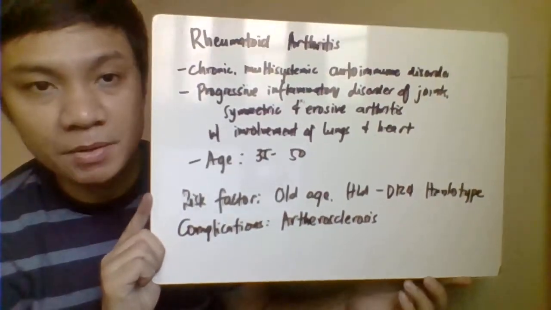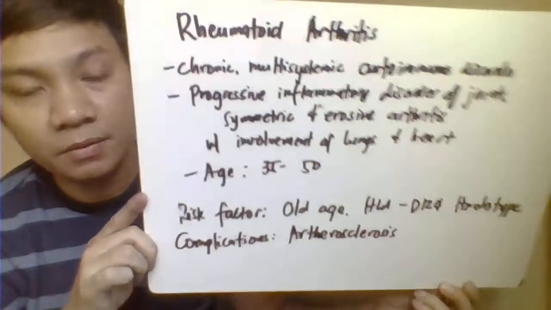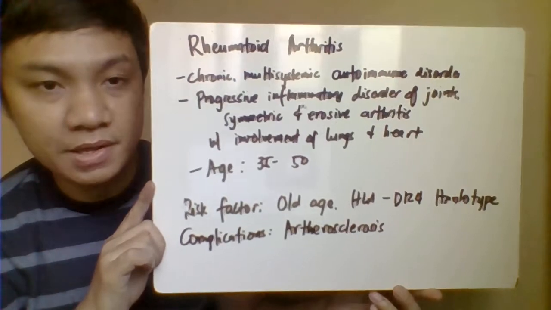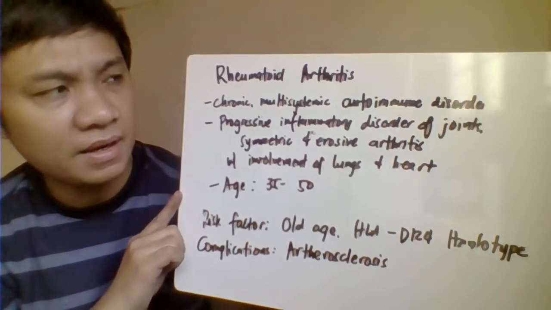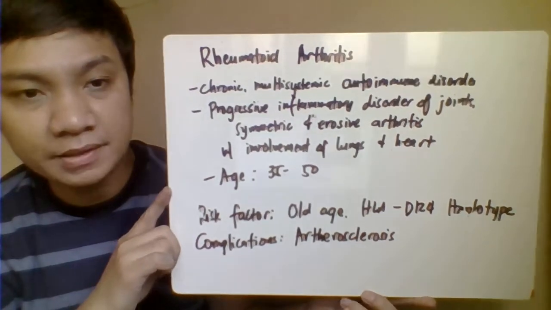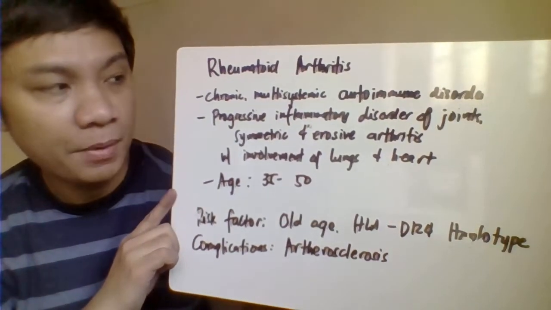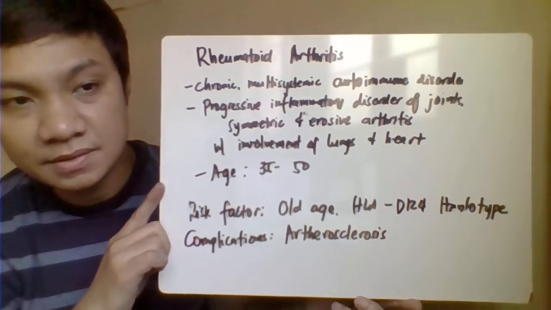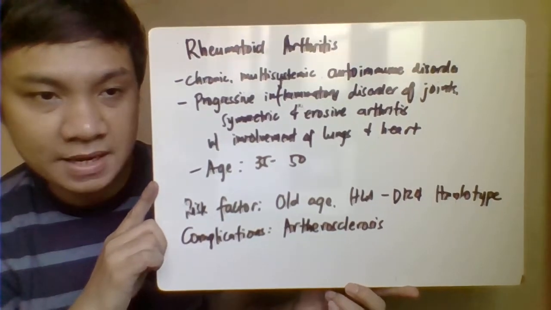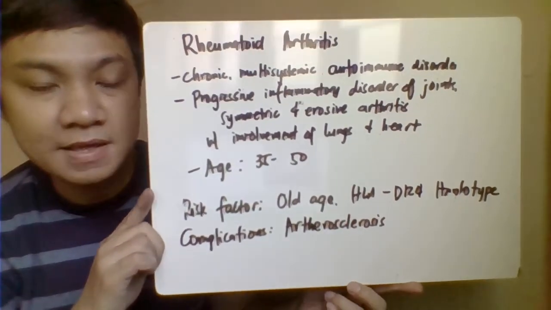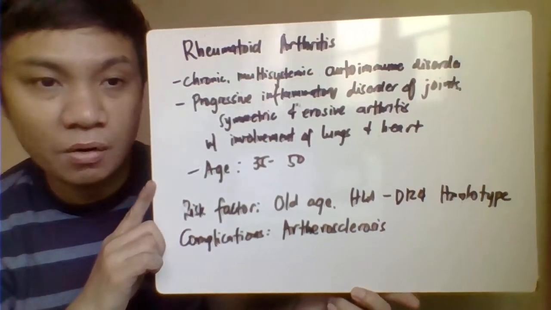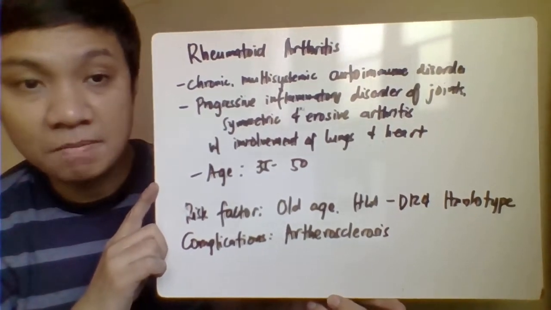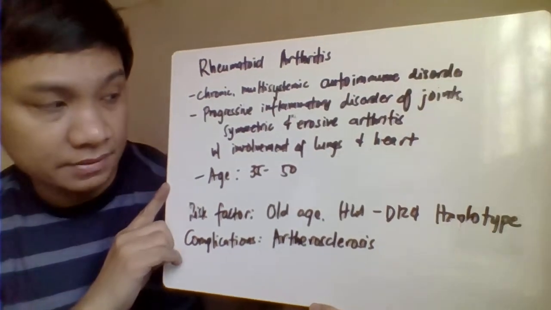Okay, the next topic, we have here the RA or the rheumatoid arthritis. So rheumatoid arthritis is a chronic multisystemic autoimmune disorder characterized here by a progressive inflammatory process made up of a combination of systemic, symmetric, and erosive arthritis of the peripheral joints with internal organ involvement, including your heart and your lungs.